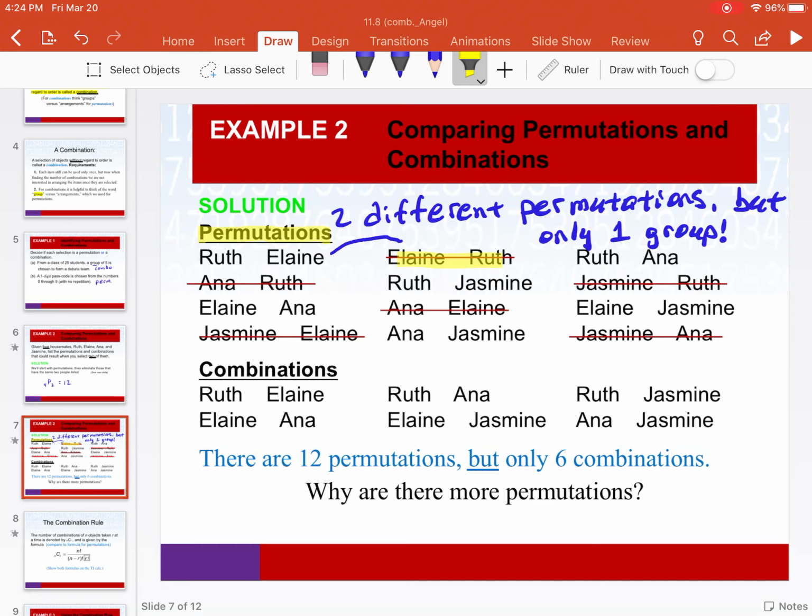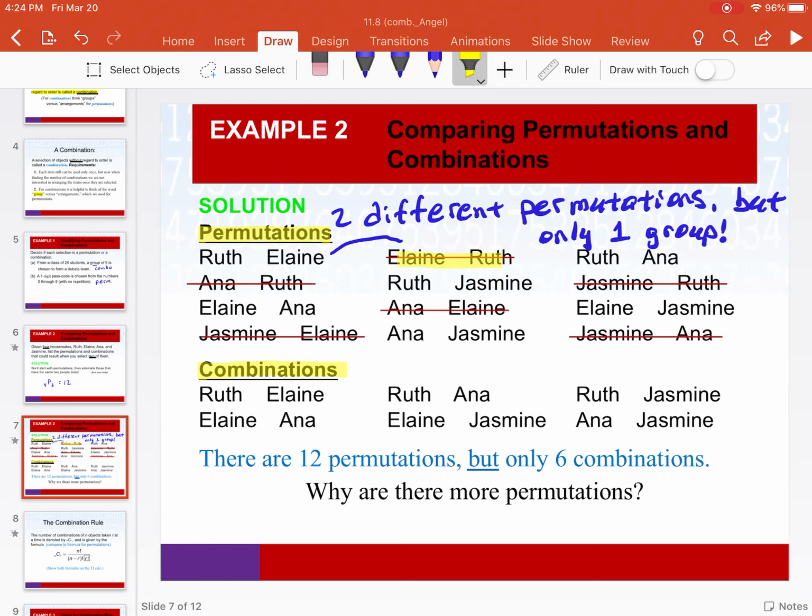But notice the combinations. There's less. Hopefully that makes sense to you. There's less because you're not arranging them. Ruth and Elaine is a group of 2. Whether it's Elaine and Ruth or Ruth and Elaine, both of them are in the house together. A combination doesn't care about ordering.